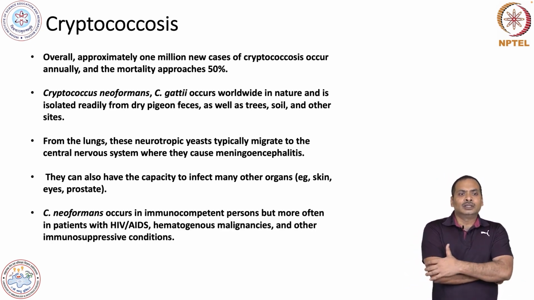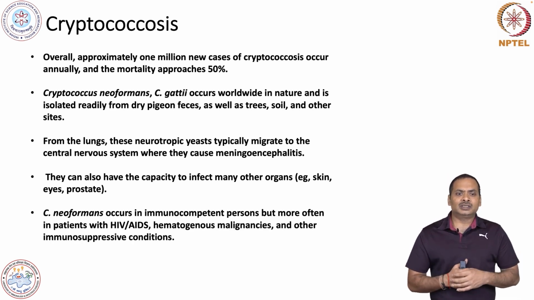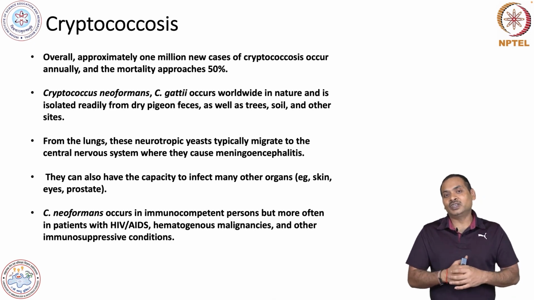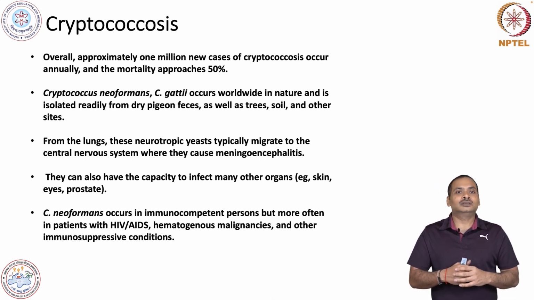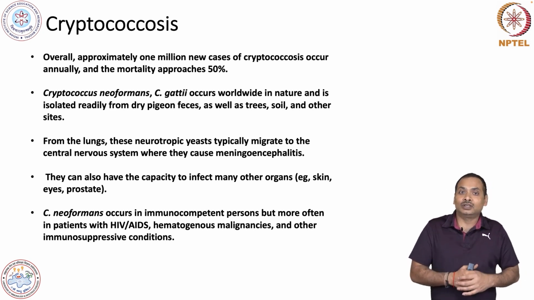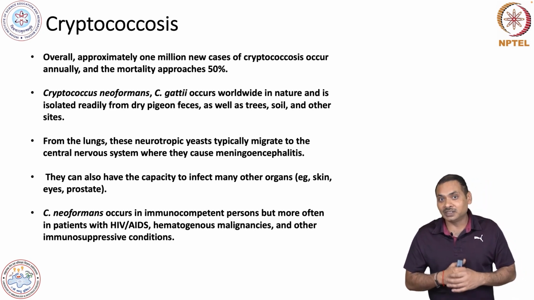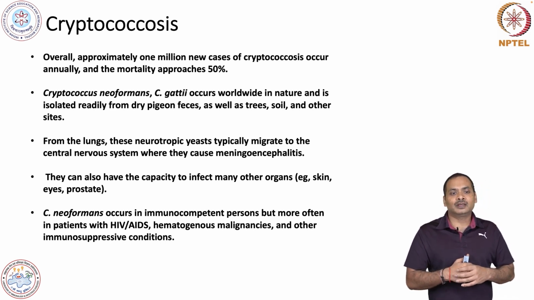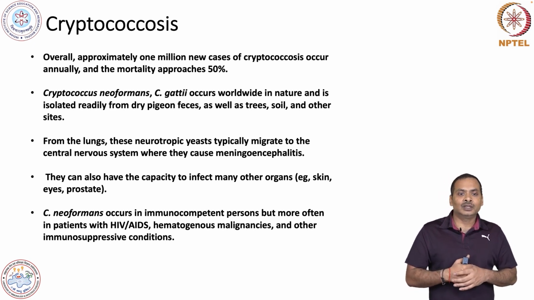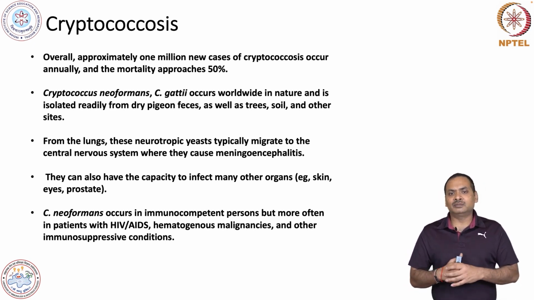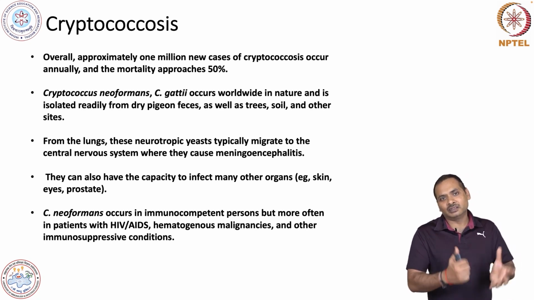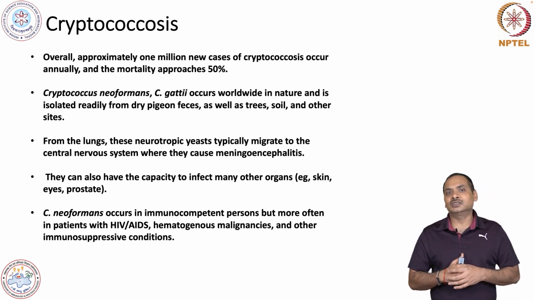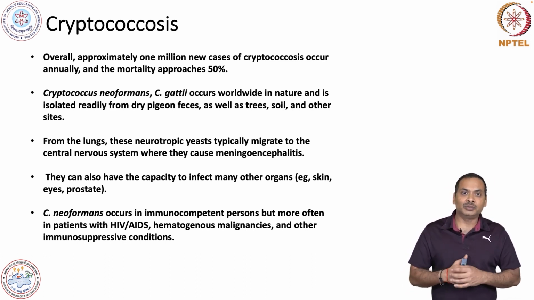Cryptococcus neoformans can occur in immunocompetent persons. So please note, this infection can also be present in immunocompetent individuals. It is not only associated with immunocompromised individuals. But it is more readily associated with patients with HIV, or hematogenous malignancy, a blood related cancer, and other immunosuppressive conditions, generally individuals who receive an organ. So they are on immunosuppressive drugs.